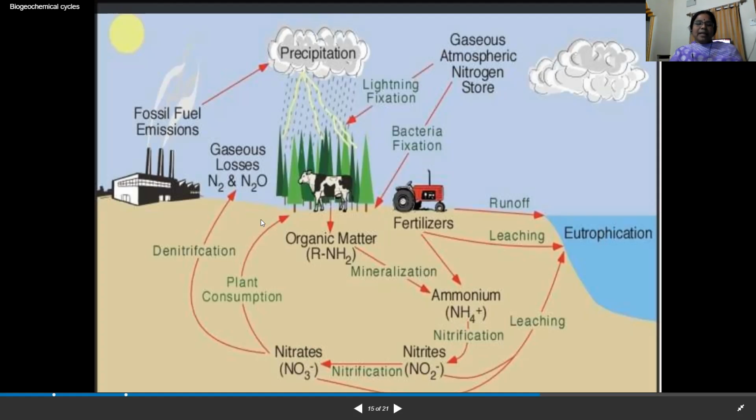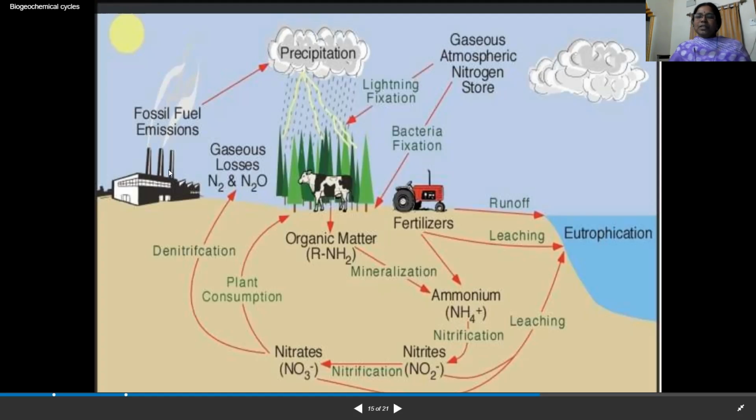These nitrates are then consumed by plants, and when cows, sheep or whatever animals eat or consume plants, the nitrogen goes directly into them. So this is one thing. The second thing is that the nitrates undergo the denitrification process, and are converted into the form of nitrogen and dinitrogen oxide.